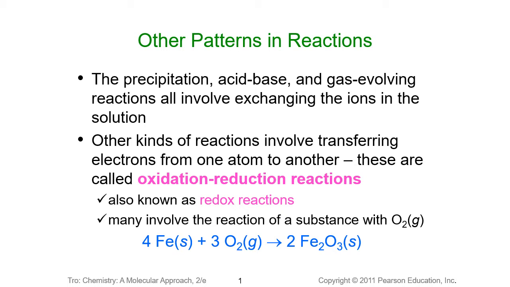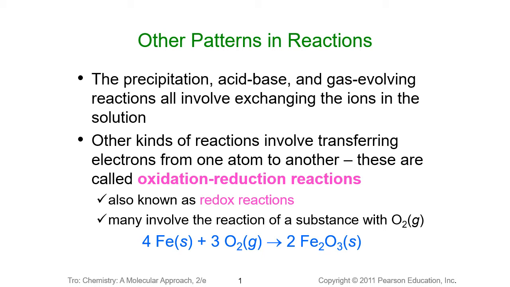There are other kinds of reactions also. One example of those is where instead of just exchanging ions, we actually exchange electrons from one atom to another. And these reactions are called oxidation reduction reactions. Because that's such a long name, we often shorten it to redox reactions. The reason that they got the name oxidation reduction reactions is because they frequently involve oxygen. So that's where the oxidation part comes from.